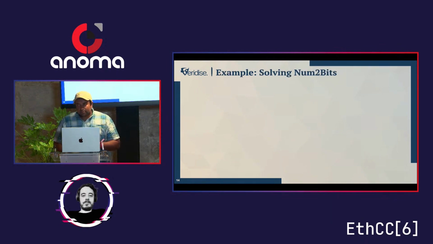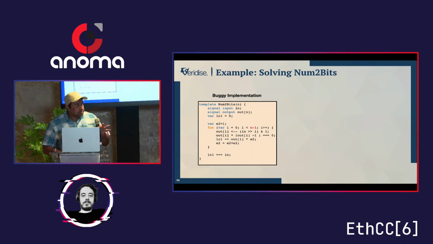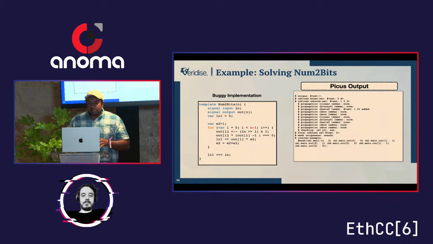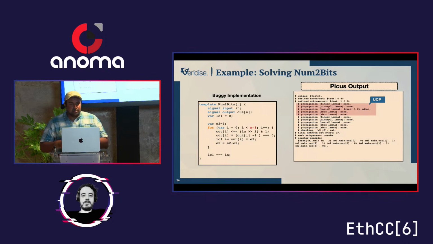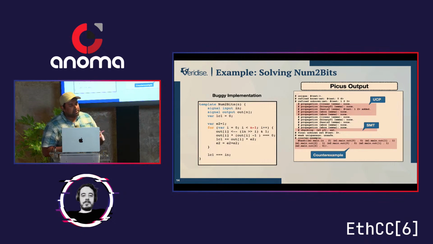So going back to this num to bits example, I'll just show you what Picus produces when we run on that example. Recall this is the buggy implementation, and on the right is the output that Picus produces. Here you can see debug information that corresponds to the uniqueness constraint propagation. It's applying these different rules, and it found some signals that it knows are uniquely determined by the input. Then it passes those to the SMT phase. SMT runs the query, and it finds an actual counterexample. The output's a little bit uninterpretable, but trust me, that's an actual counterexample.